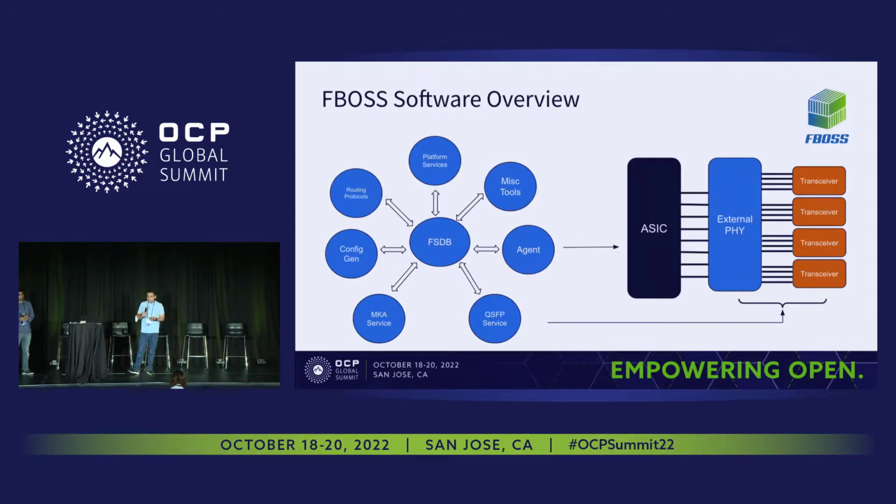So here is a pictorial view of our software ecosystem. This is simplified, of course. There is a central data bus called FSDB, which is FBOSS state DB. Then the two processes to focus on here are on the right. What is called the agent, not a very imaginative name, but there it is, is used to program the ASIC. And then the QSFP service is used to program the PHYs and transceivers. Those are the two we will be focusing on for this talk.